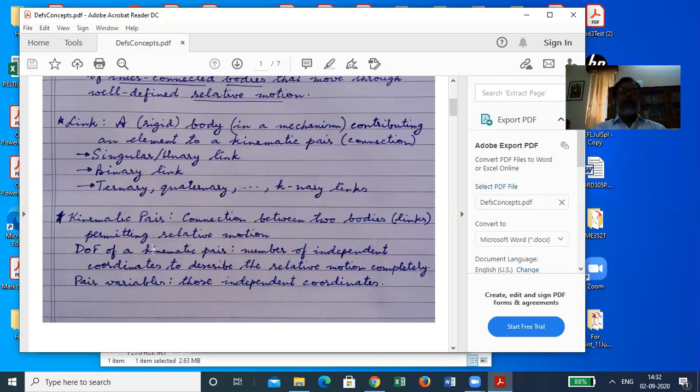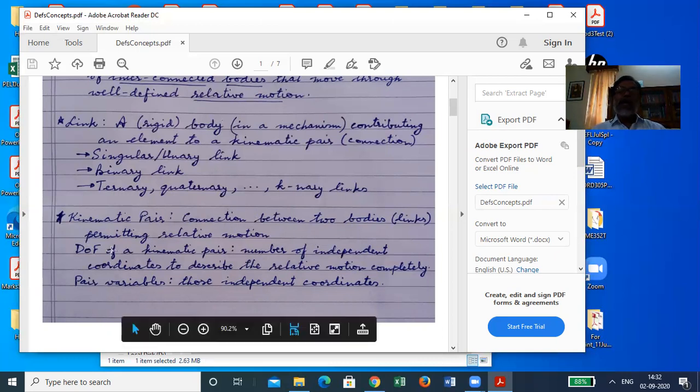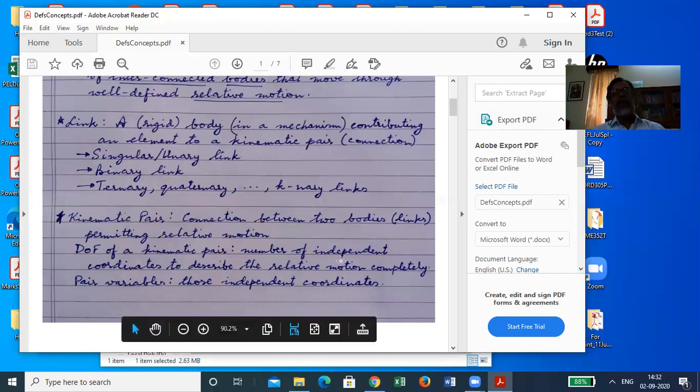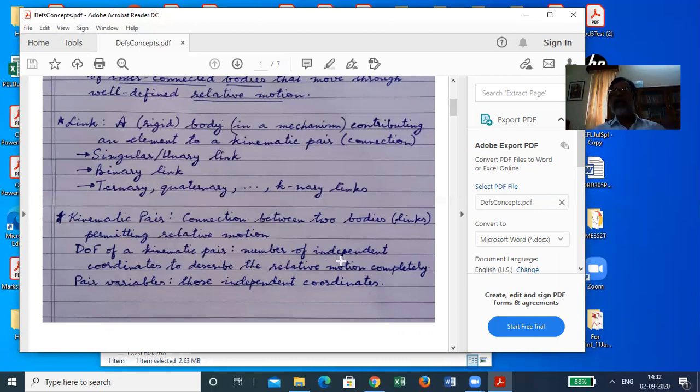Okay? Now, related to kinematic pairs, you have important definitions, important terms. First, degree of freedom of a kinematic pair. As with any degree of freedom in any context, it is a number of independent coordinates to describe the relative motion completely. Relative motion between the two links. So whatever will describe that relative motion completely, that is the degree of freedom of the kinematic pair. And those variables, those coordinates will be called the pair variables. Okay?